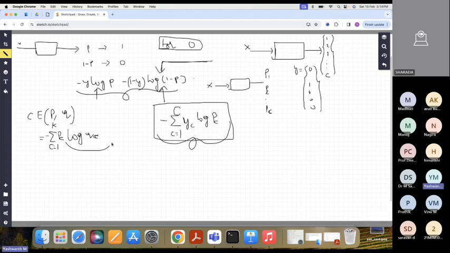Remember, this is a quantity log of Q_c. Q_c always lies between 0 and 1. In that range, logarithm is negative, and you already have a negative sign. So this is a positive quantity, because P_c is always positive. The P and Q all lie between 0 and 1.